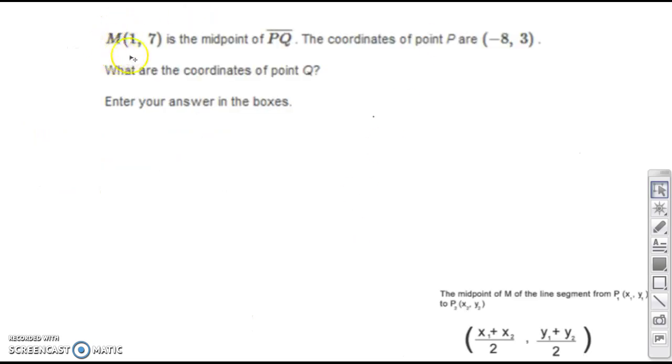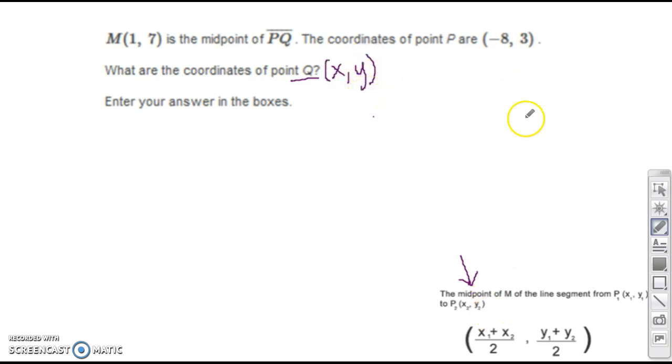So let's jump into the quiz. It says M is the midpoint of PQ, and the coordinates of P are this. What are the coordinates of Q? Okay, so in order to find the midpoint, typically our formula down here says you take the two endpoints and you plug them into your formula. Well, in this case, we don't have the two endpoints because Q is an endpoint and we don't know it yet. I'm going to go ahead and let Q be X and Y because I don't know it yet.